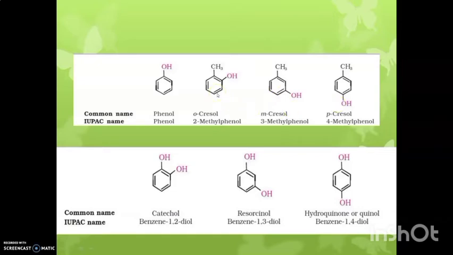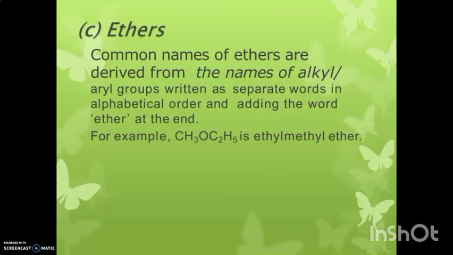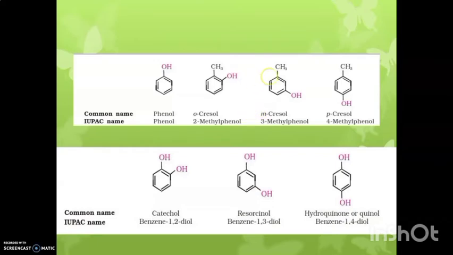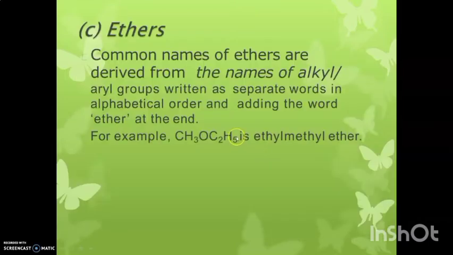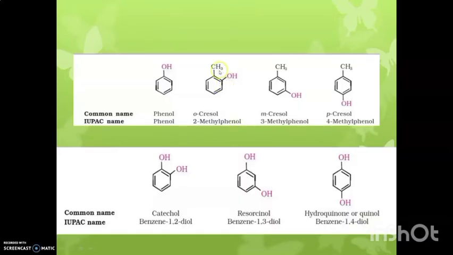And here you can see the IUPAC name. In the IUPAC name, we have to give the position number. Here we can see the hydroxyl group in the second carbon, so it is 2-methyl propanol. Here you can see 1, 2, 3, 4, 4-methyl phenol. Or sorry, 3-methyl phenol, because this is a phenol. So 2-methyl phenol, 3-methyl phenol, and 4-methyl phenol.